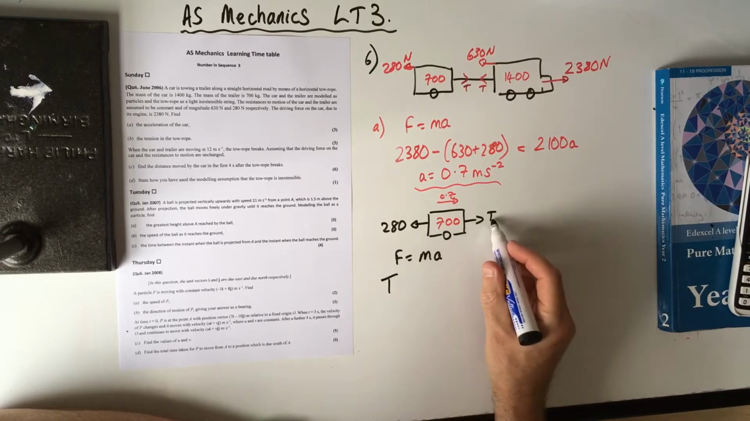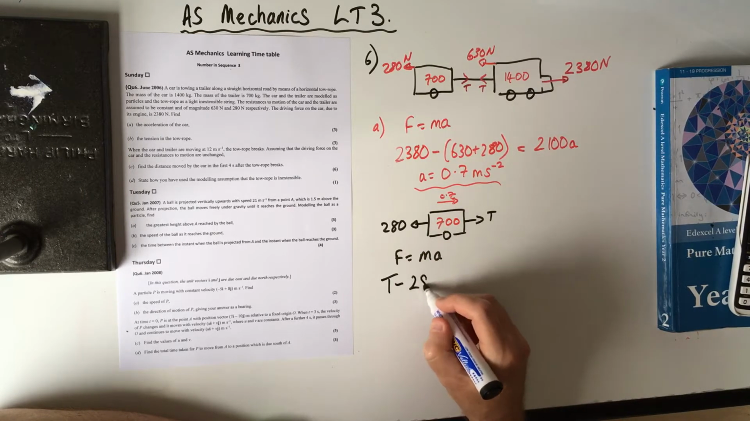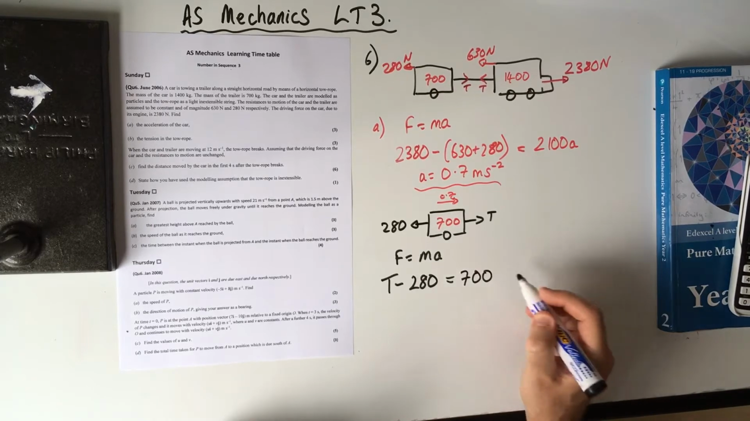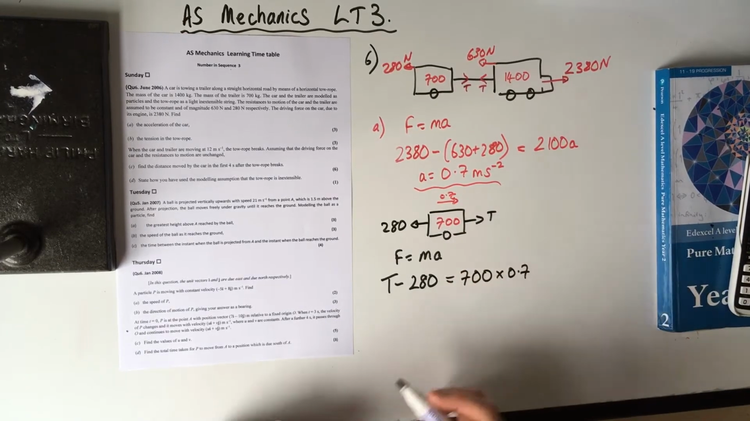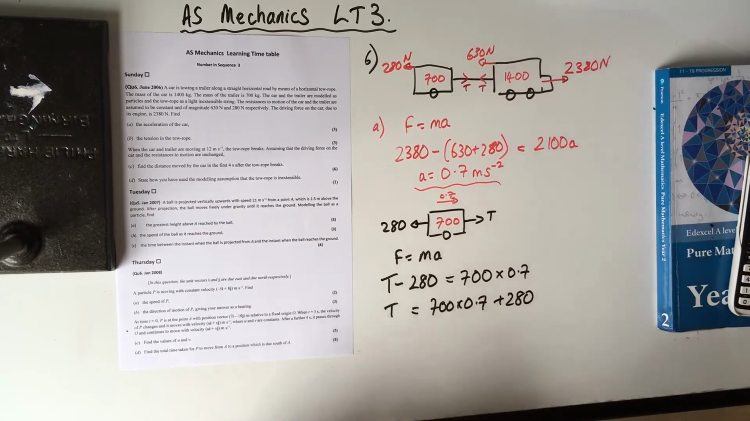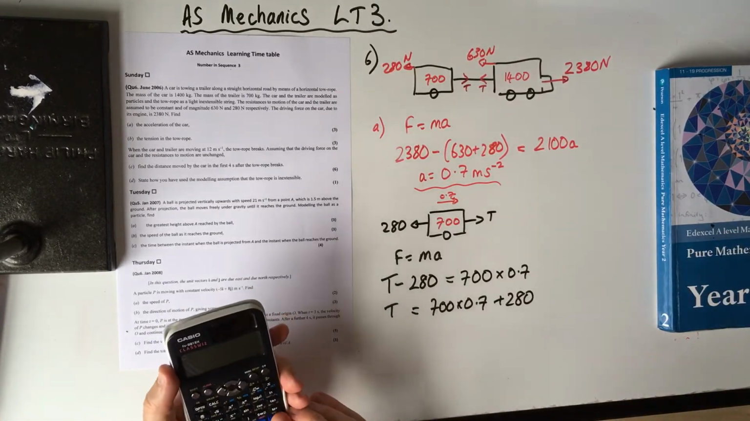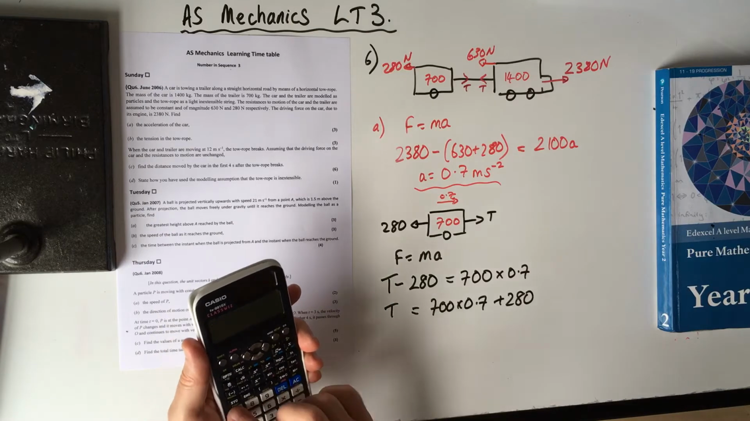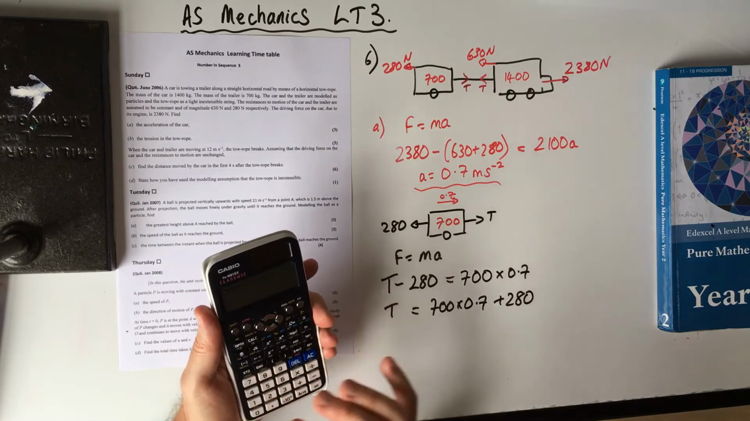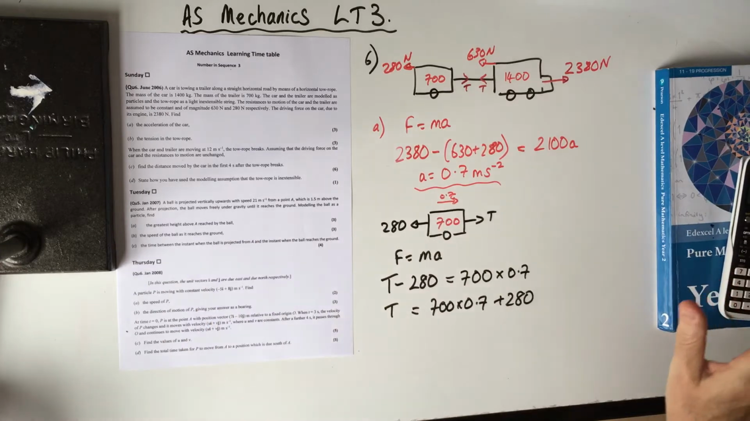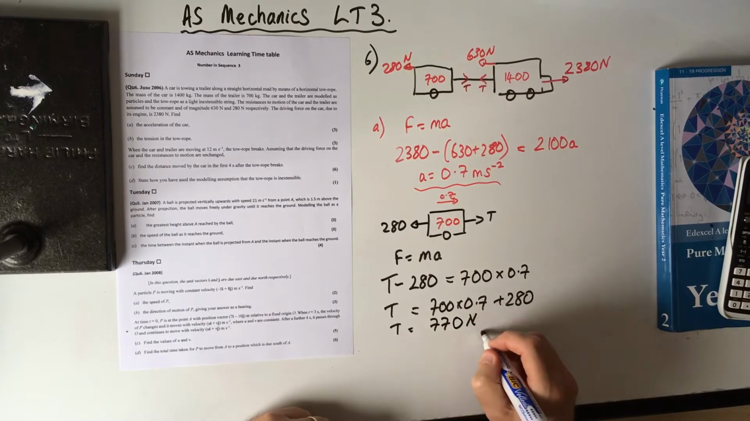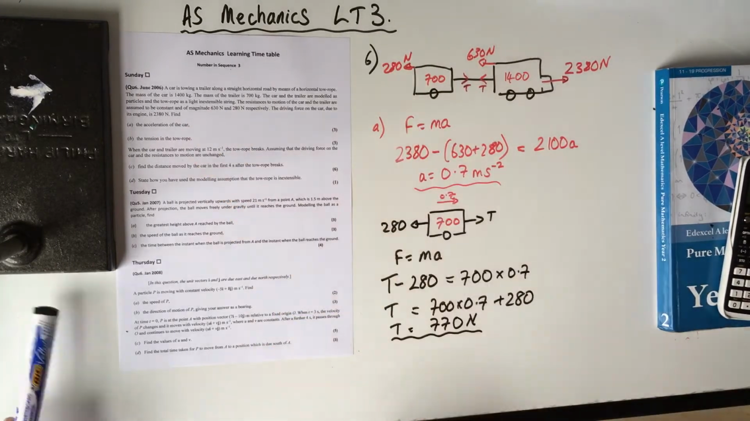The force is the tension minus the 280, so that's a net force, isn't it? Take away that, that's driving it, is equal to its mass, which is 700, times the acceleration, which is 0.7. So the tension is 700 times 0.7 plus the 280, rearranging that formula. Simple as that. So let's do that: 700 times 0.7 plus 280 is equal to 770. So the tension is 770 newtons. There we go, so we've got A and B done.